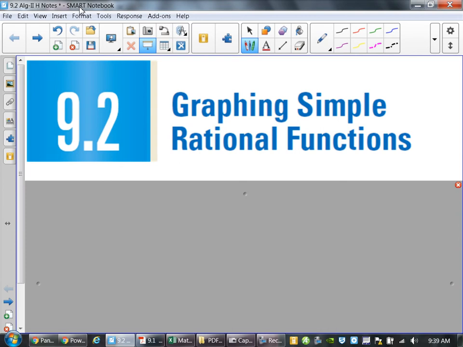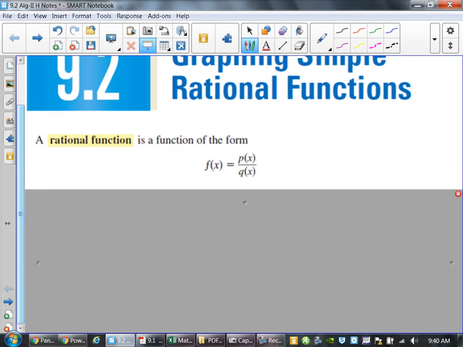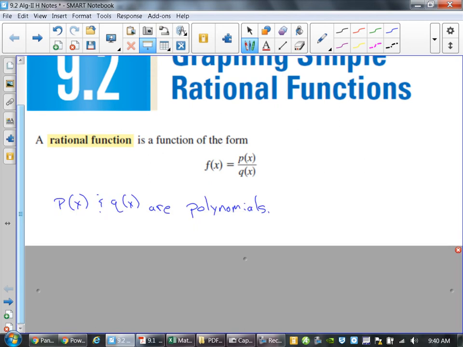When we're graphing simple rational functions, we're going to look at the following scenario. A rational function is basically some polynomial divided by a polynomial. It's just polynomial over polynomial is the way this is going to work. And each of these types of graphs have certain characteristics.